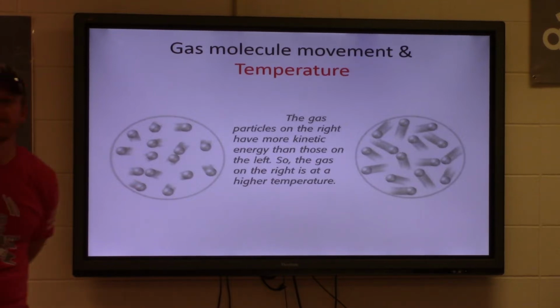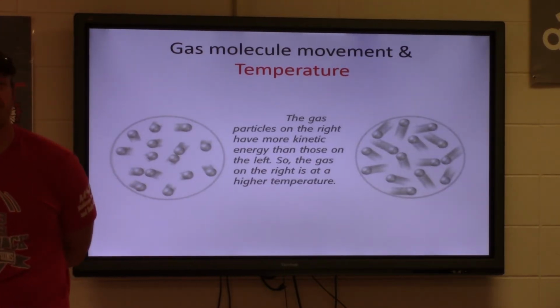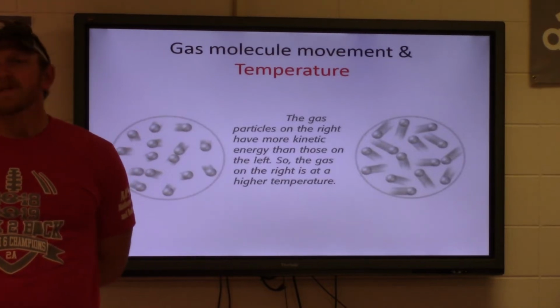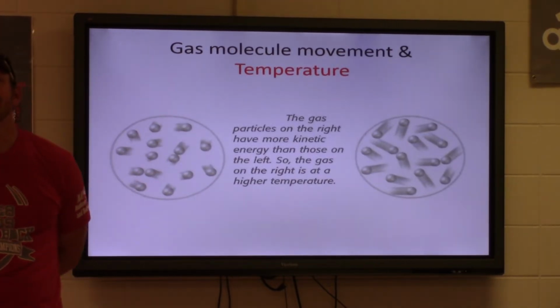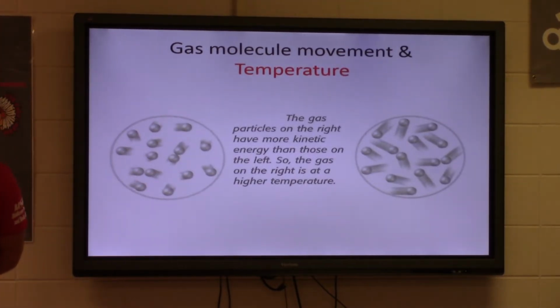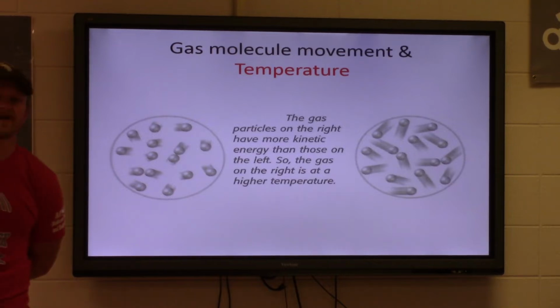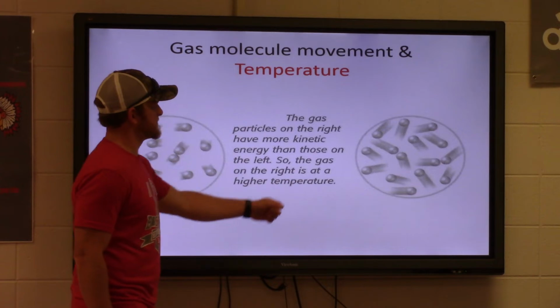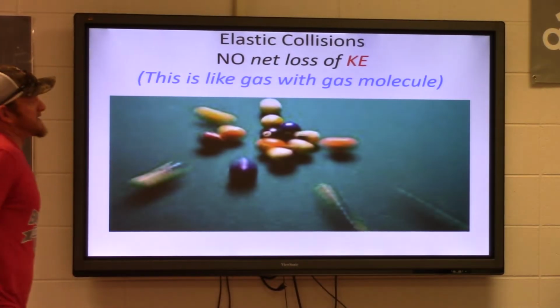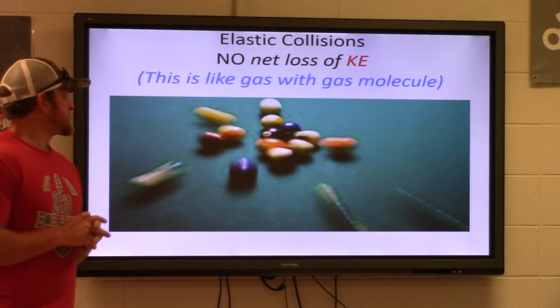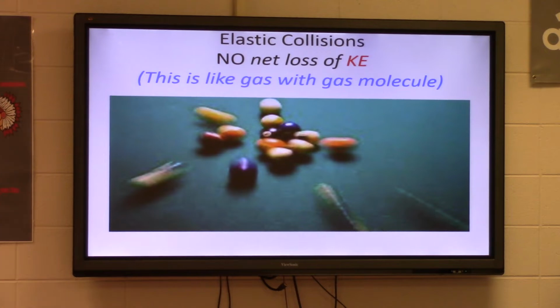If you take chemistry next year, you will see that we represent these kinetic energy molecule diagrams with arrows. The longer the arrow, obviously, the greater the kinetic energy it has. The shorter the arrow, the less kinetic energy it will have. Elastic collisions. We're talking about elastic collisions. Elastic collisions means there's no net loss of kinetic energy.